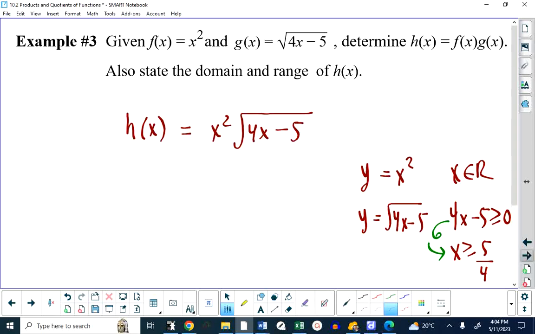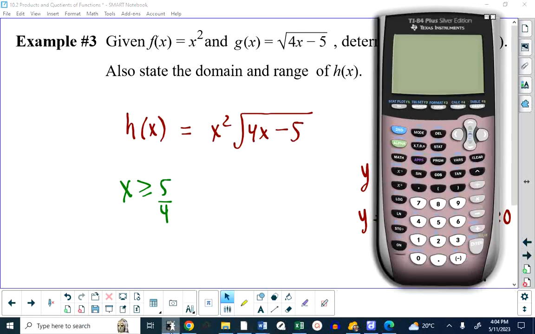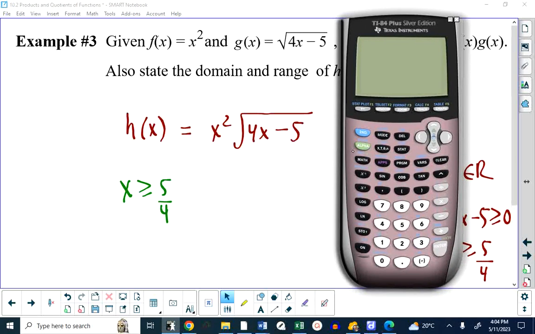What that's telling us is the common domain is x is greater than or equal to 5/4. For the range, remember that I've told you there's no nice rule for range. So we're going to use our graphing calculator to find the range. It's x squared multiplied by the square root of 4x minus 5. This will be nice because it will confirm to us what we suspect the domain is.